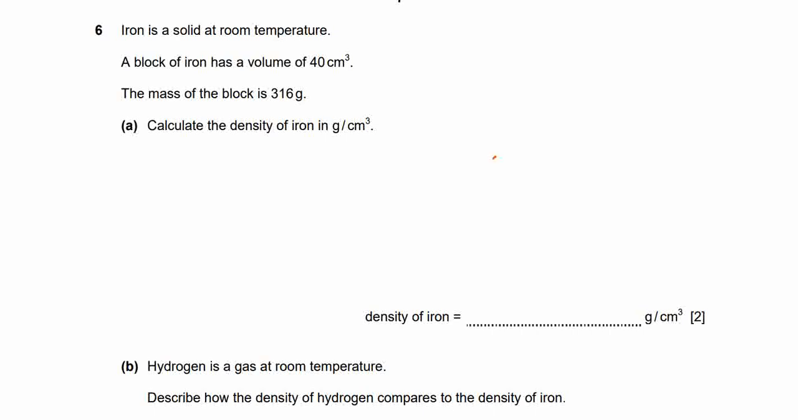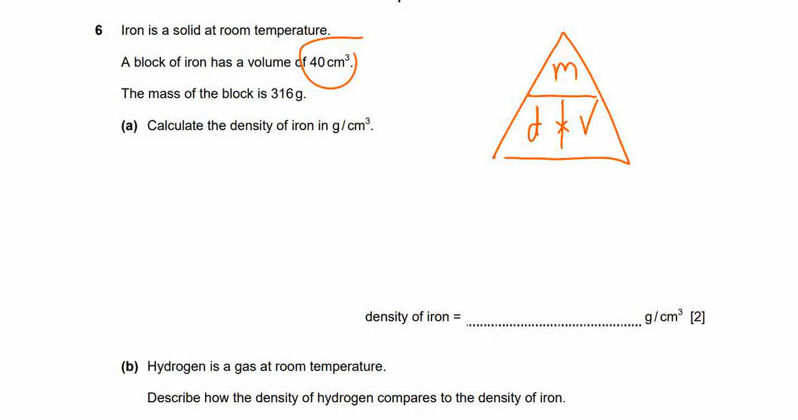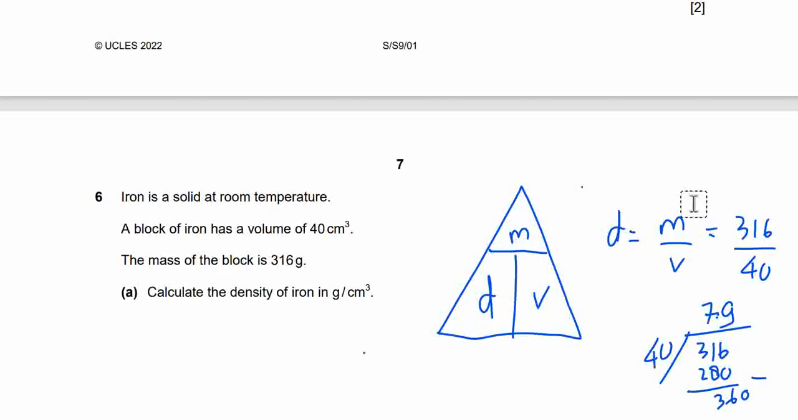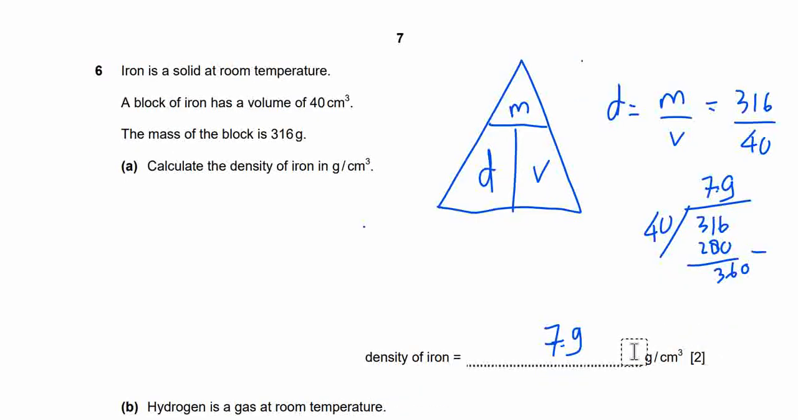So we have the formula to calculate density. We draw a triangle. The mass is density times volume. Here the volume is 40 and the mass is 316 grams. To calculate the density, we divide, because mass is at the top, divided by volume. So 316 divided by 40 gives 7.9 grams per cm3. That will be our answer.